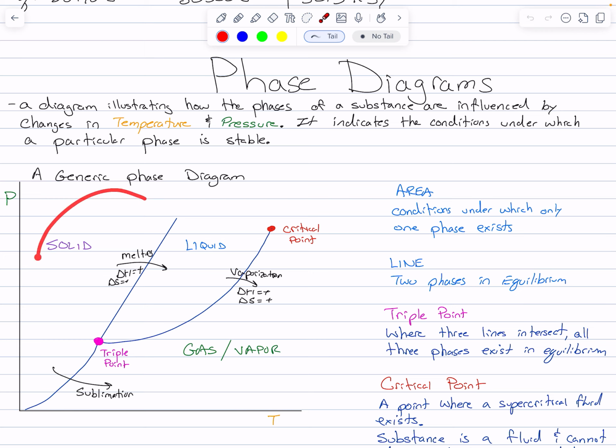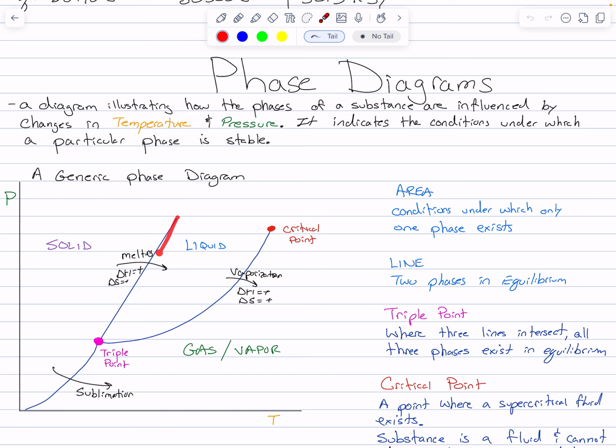We have an area here, and all this area, that's the solid area. That means in these pressure conditions, whatever the pressure is here, this pressure and this temperature, solids are good. They are the stable phase. In this area, that's where liquids are the stable phase. And then in these pressure and temperature conditions, that's where gas is the stable phase. And of course, we can go from a solid to a liquid, called melting. We can go from a liquid to vapor, vaporization. And we can go from solid to a gas, sublimation.